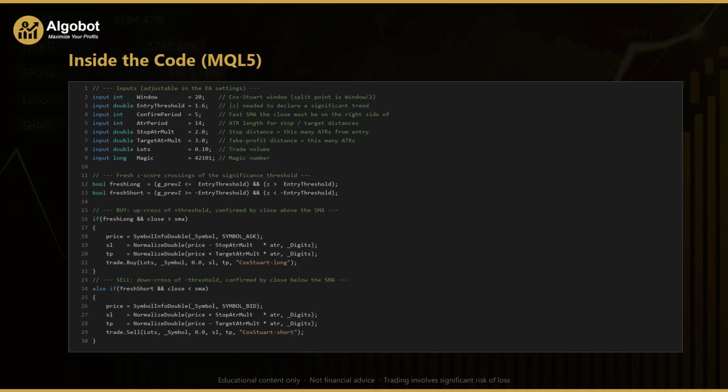The sell block is the exact opposite. When fresh short is true and the close is below the moving average, the EA reads the bid price, places the stop above and the take profit below, and calls trade.sell. Both sides share the same symmetric, ATR-based risk structure. Clean, transparent, and fully rules-based.